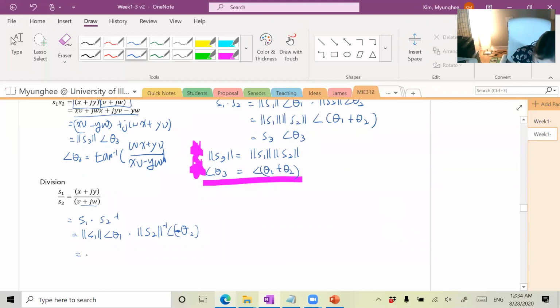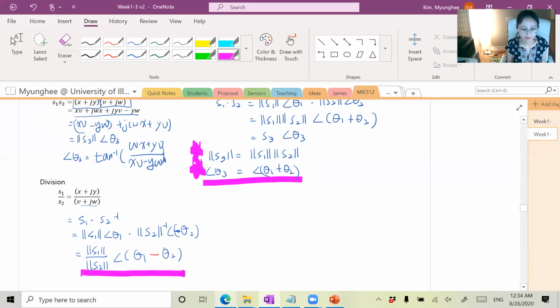So what happens is that it becomes S1 over S2, angle theta 1 minus theta 2. So this is just another very important property. So for the division, the magnitude needs to be calculated using this method. The angle becomes a simple subtraction.